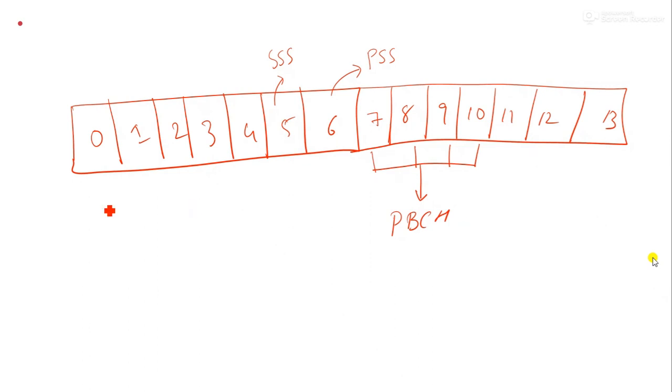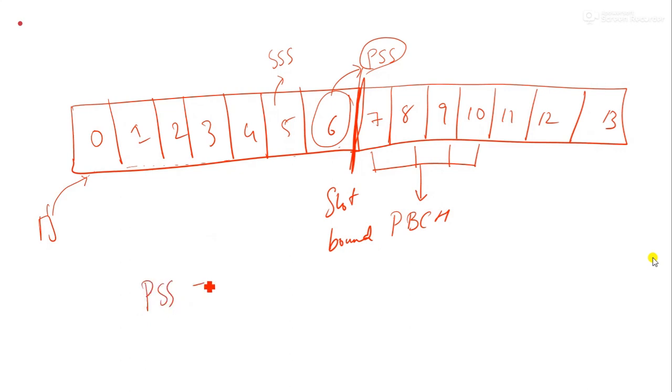Why am I telling this? Because whenever the mobile is switched on, it will start checking the slot duration. It will start scanning and it will come here. It will understand PSS. Whenever it decodes PSS, it will know the slot boundary. See, this is the slot boundary, right? So PSS will always help a mobile in understanding the slot boundary.